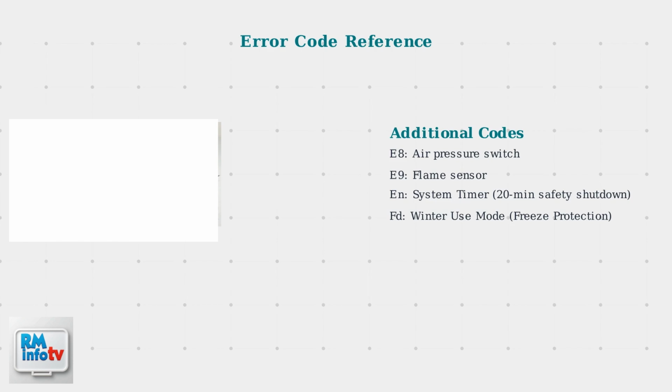Remember that systematic troubleshooting starts with basic checks before moving to specific error code diagnosis. This methodical approach will help you identify and resolve most GSWH2 issues efficiently.